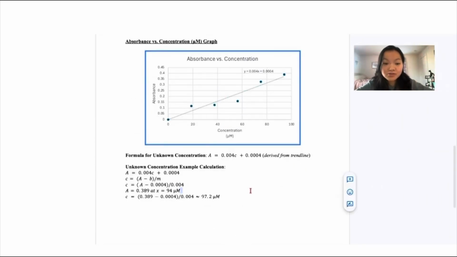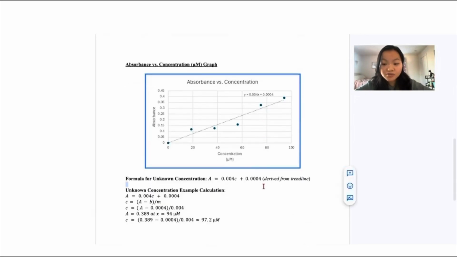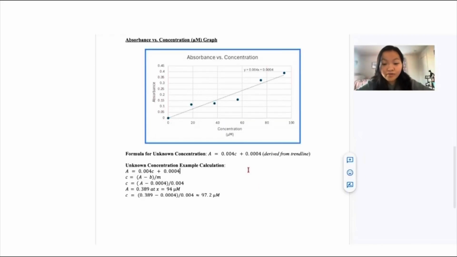Finally, our absorbance versus concentration graph, which we derived from this exact data table, illustrated a positive relationship between concentration and absorbance. In other words, as concentration increased, absorbance increased. This graph also gave us our trend line, which is y equals 0.004x plus 0.0004. And to determine the unknown concentration from this trend line, we used absorbance equals 0.004c plus 0.0004, which again was derived from our trend line.